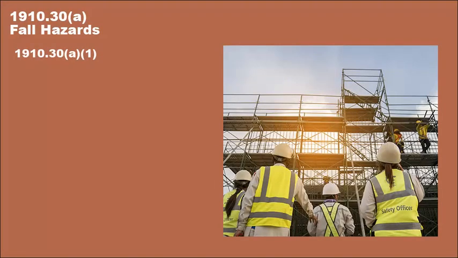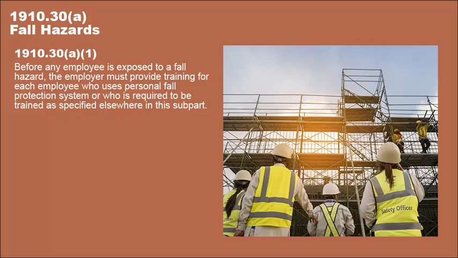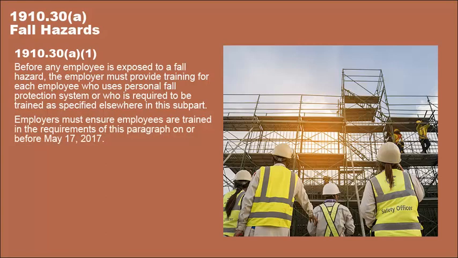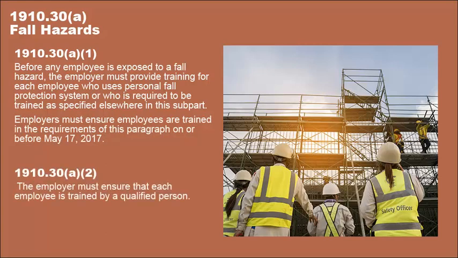Moving on to 1910.30(a)(1), each employee must be provided training by the employer before they are exposed to fall hazards and before an employee uses fall protection systems. Training must be provided by a qualified person. This qualified person is determined by the employer. A qualified person means one who, by possession of a recognized degree, certificate, or professional standing, or who, by extensive knowledge, training, and experience, has successfully demonstrated their ability to solve or resolve problems related to the subject matter, the work, or the project.